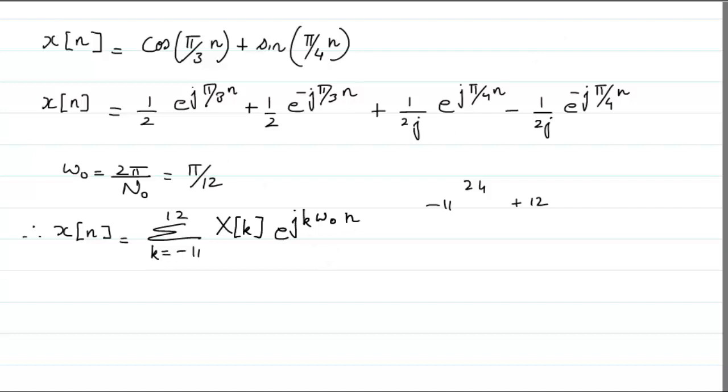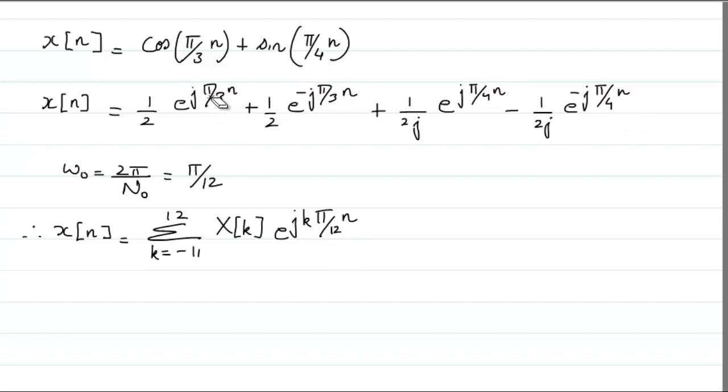I will write, instead of omega naught, pi by 12 n. Now you can compare without expanding. See, no need for you to expand, because all you are trying to compare is with these values, isn't it? That means e raised to power components you are trying to compare.